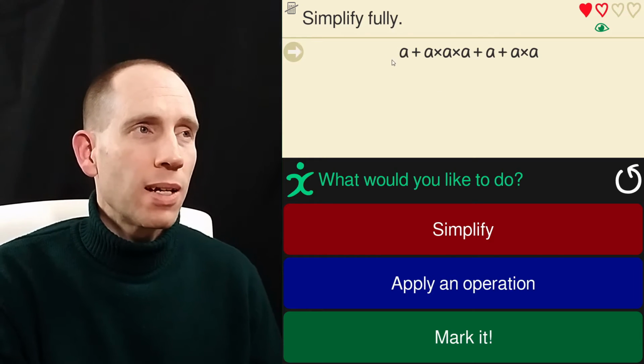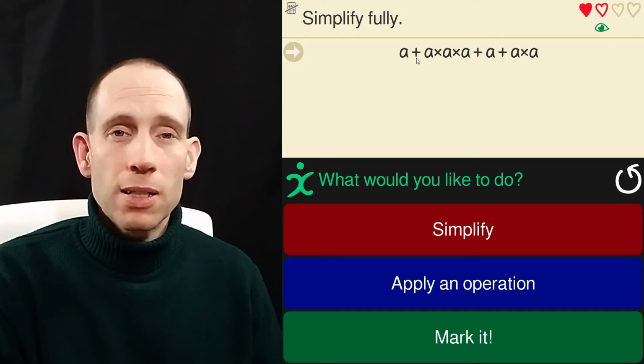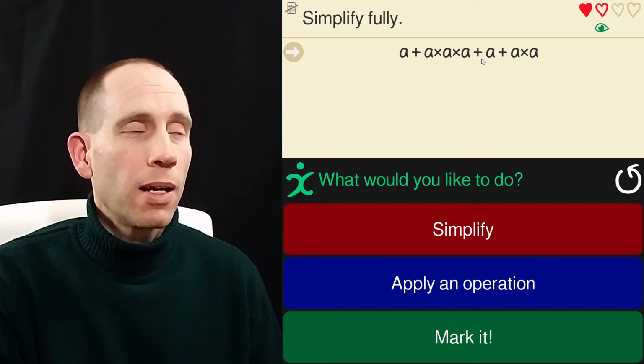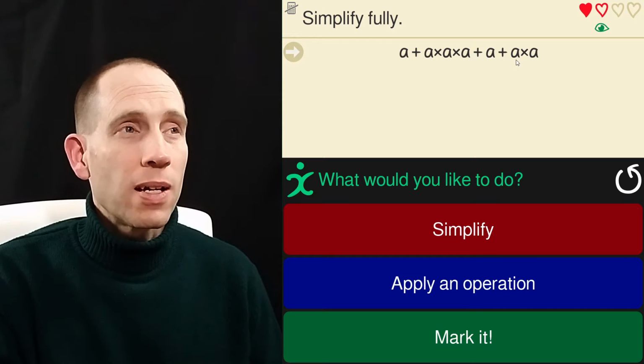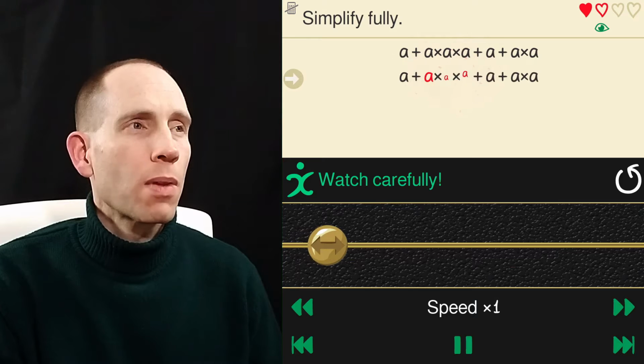We've got an invisible plus sign at the beginning, and then that's an a term. And then I'm starting a new term here, but that term doesn't finish until I get to this plus sign. So this is actually an a cubed term. Then I've got another term, which starts with a plus sign, and this one is an a squared term. So let's watch this one simplify.